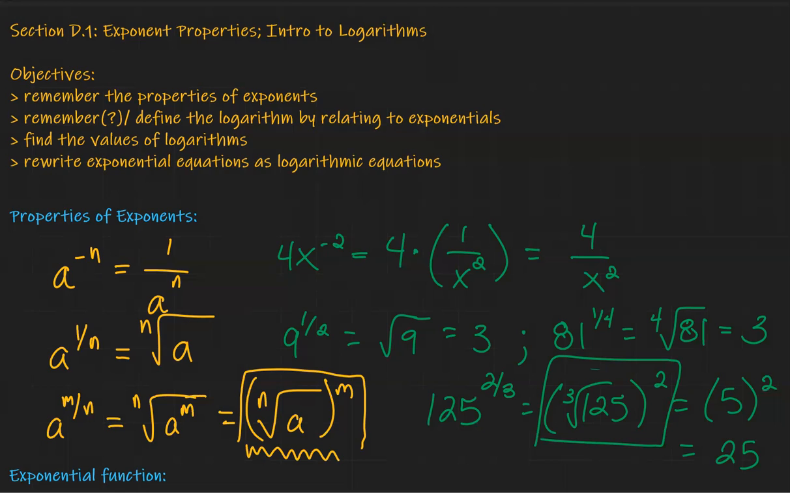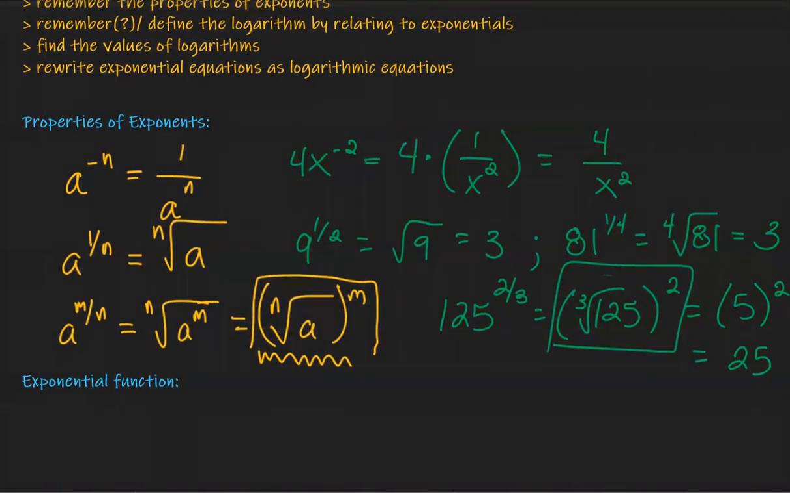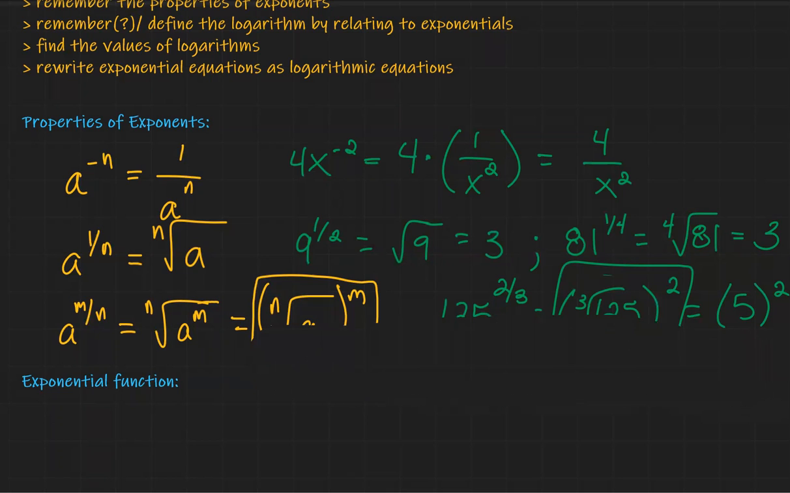All right. Cool, so those are all our exponent properties. Now that we've kind of remembered them a little bit, let's keep going. All right, so our exponential function. Let me go ahead and erase some of this, just to give myself enough space.